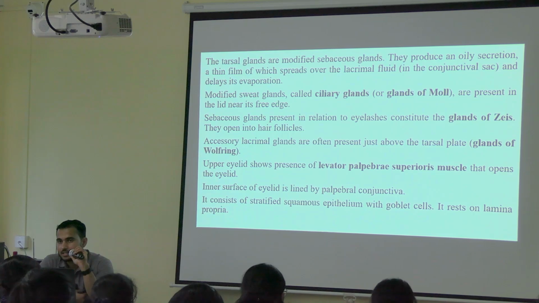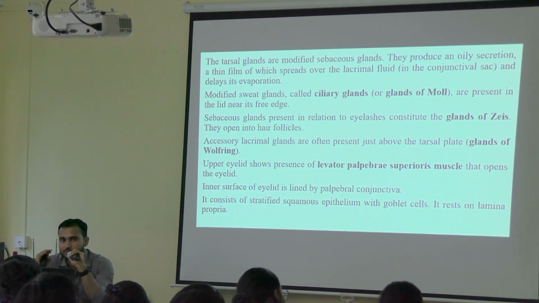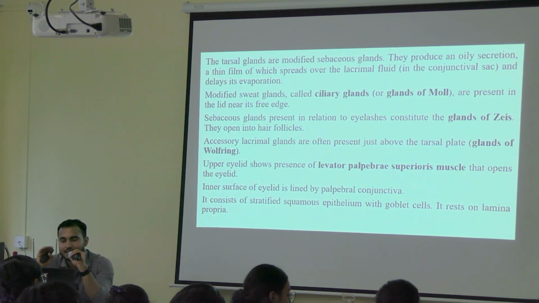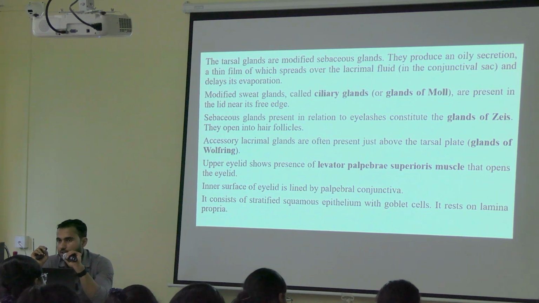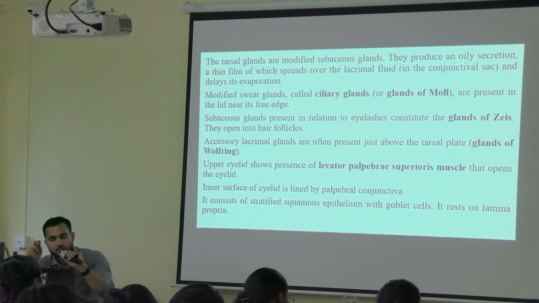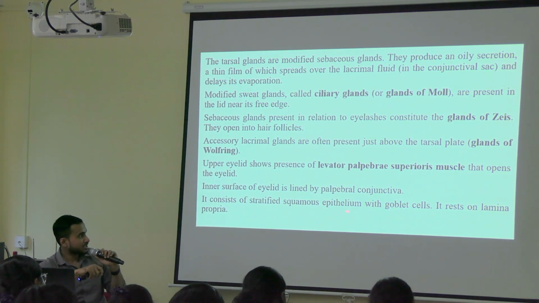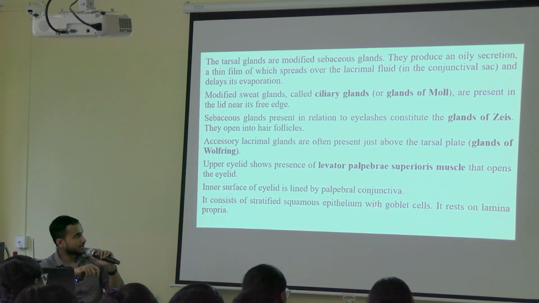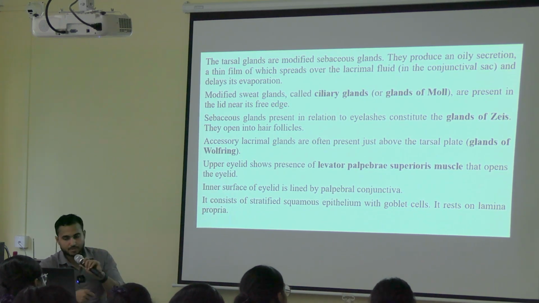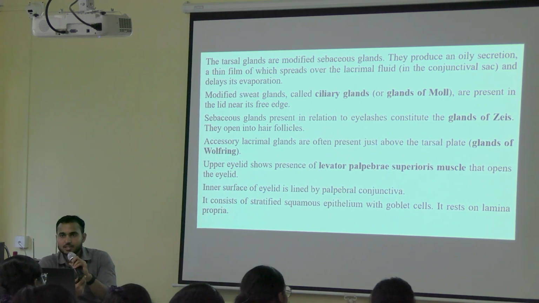Next, the innermost part of the eyelid is lined by the palpebral conjunctiva. In the palpebral conjunctiva, we find stratified squamous non-keratinized epithelium. Along with that, goblet cells are present, and it is resting on the lamina propria.